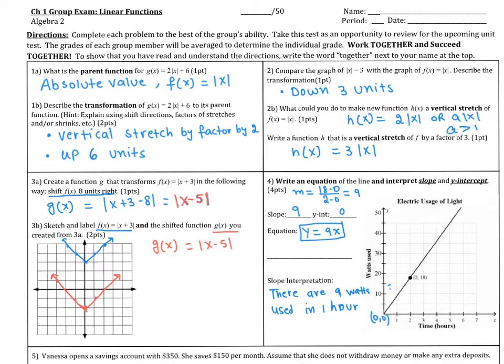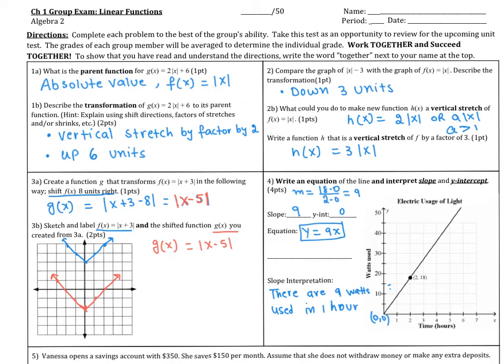Question number 2. Compare the graph with the parent graph f(x) = |x|. Describe the transformation. So the transformation of this one compared to the parent graph is down 3 units, because it's a negative 3 outside. What could you do to make the new function h(x) a vertical stretch of the old function f(x)?